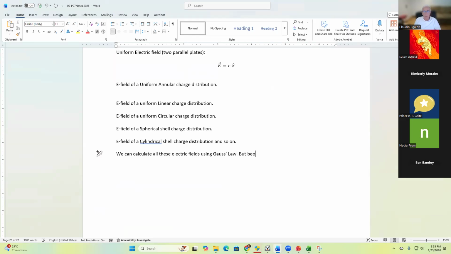But before I introduce you to Gauss's law, I must first define the concept of electric flux. Electric flux, okay? Gauss's law uses this concept. I'm going to give you an example. And from this example, I'm going to start defining what the electric flux is all about.